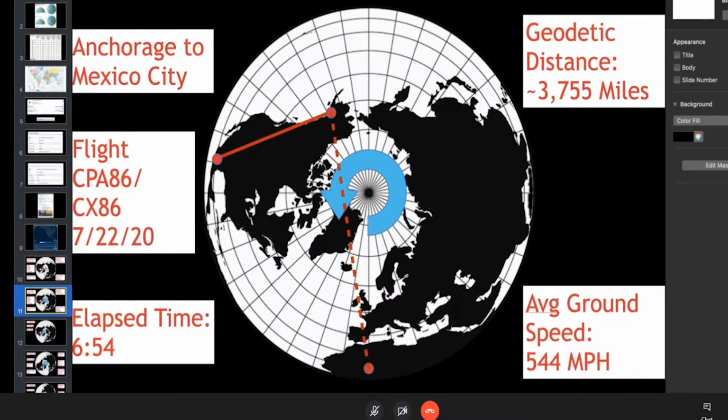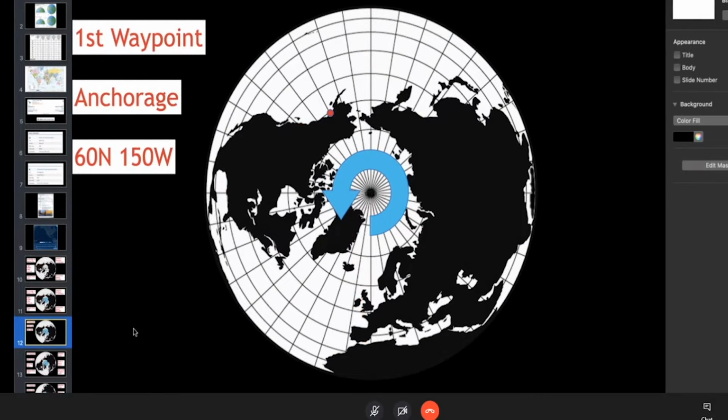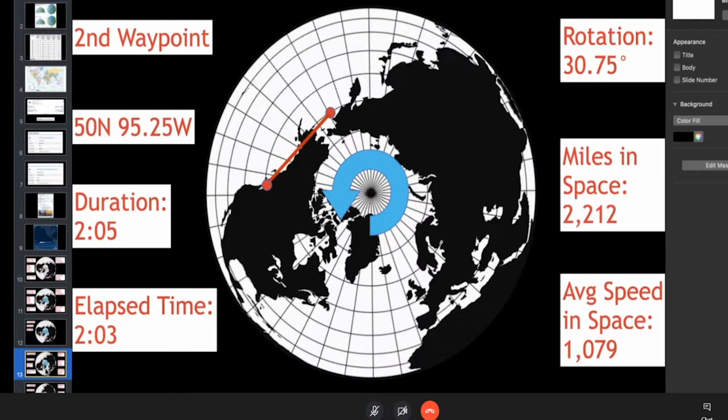It's pretty drastic. Now we're going to go through step by step. First waypoint is obviously Anchorage at 60 north, 150 west. Our second waypoint, we rotated about 31 degrees, is at 50 north. So there's going to be a waypoint at each latitude line that we cross down to 20 degrees north latitude. This took about 2 hours, and they went 2,212 miles through space, and their average speed in space was 1,079.